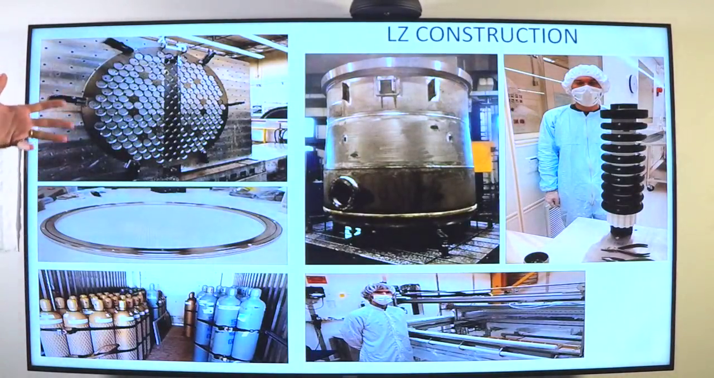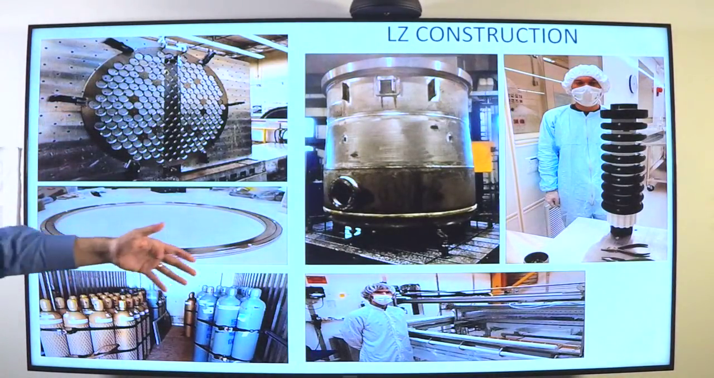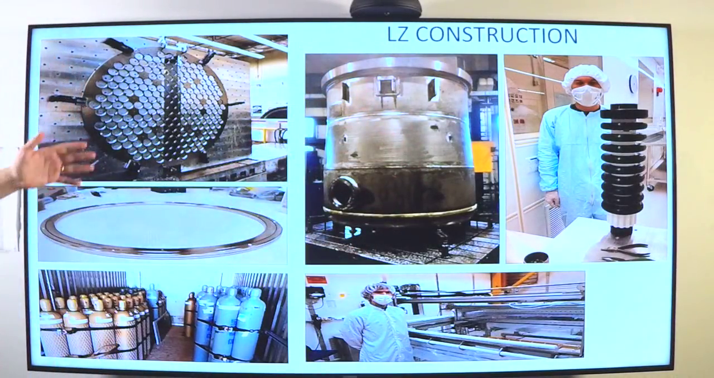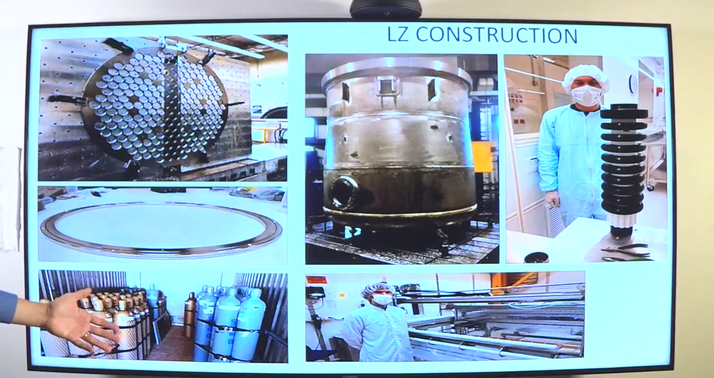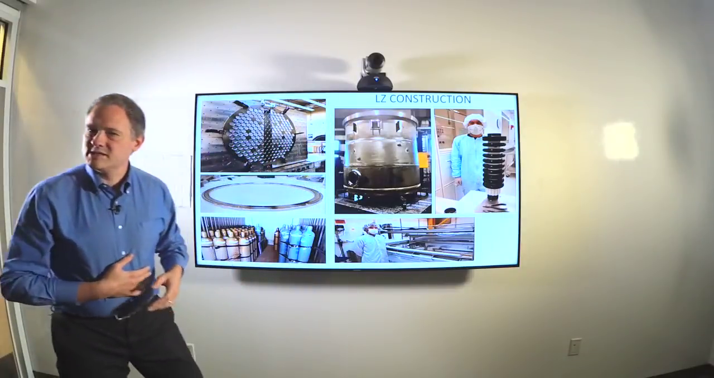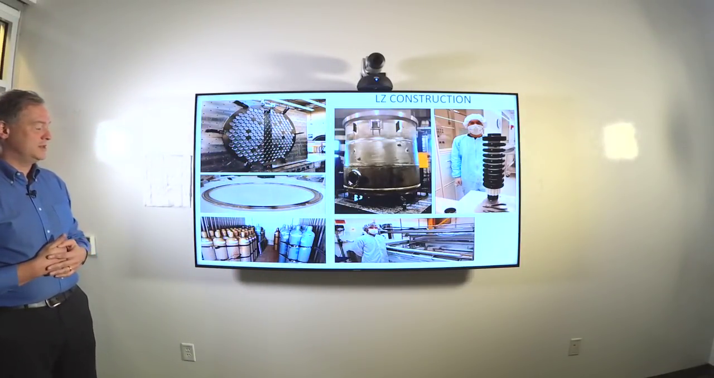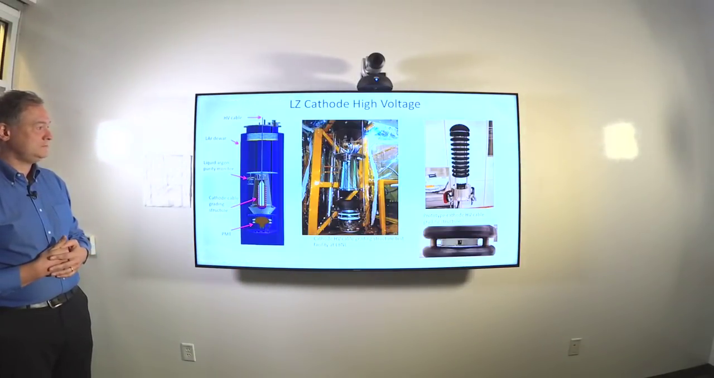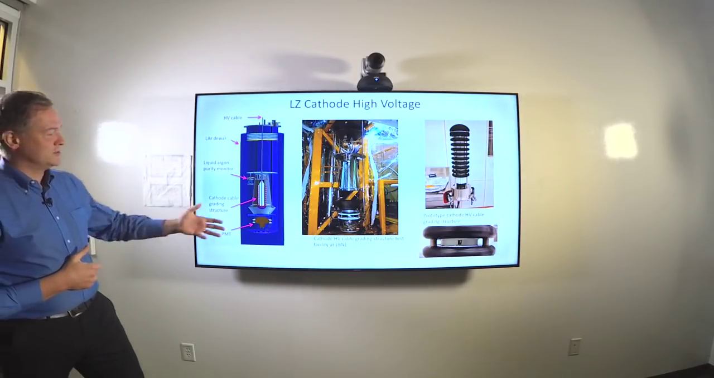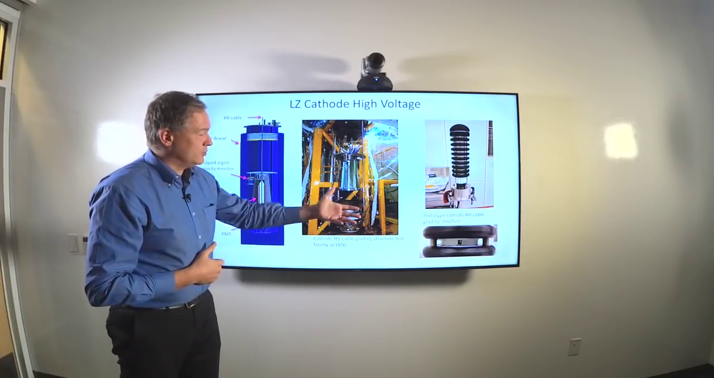Here are some photos of the parts of LZ coming together. Here's the titanium cryostat that's been built for the LZ experiment, the photomultiplier tube arrangements, the xenon that we need to run the experiment, grids, a high voltage delivery system, lots of high-tech pieces that come into the apparatus. At Berkeley, we're building the cathode high voltage delivery system.